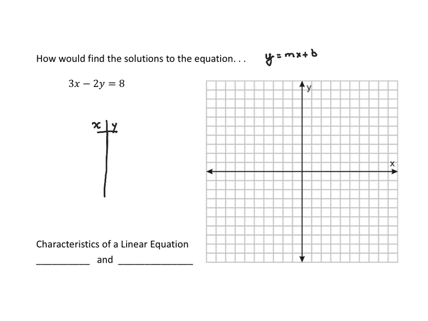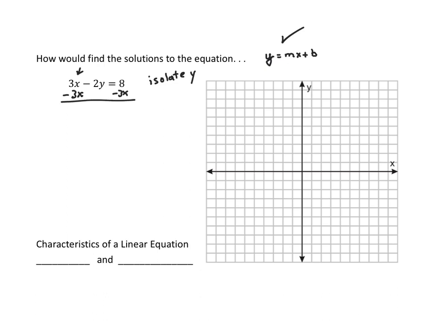Because let's say I just chose x to be 2. I'm going to have to put 2 in here, and then I'm going to have to multiply, subtract 6 from both sides, divide by negative 2. That's a lot of work. So I'm going to solve for y one time, put it in this form, so that I don't have to do so much work every time. Okay? So let's try that. So to isolate y, in this case, this 3x, we have to cancel that out, and it's positive. That's a positive 3x, so we're going to add negative 3x to both sides.